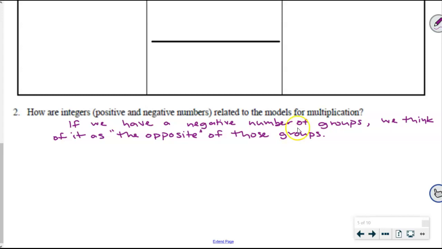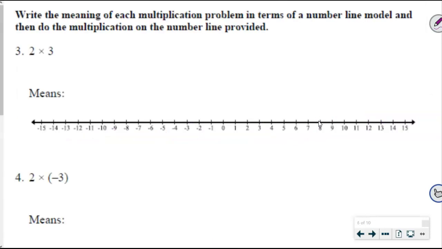Okay, and now let's put all of this to practice. We've got some number lines, we've got some problems. One of the most important things is taking the time to write down what this actually means. So write the meaning of each multiplication problem in terms of a number line model, and then do the multiplication on the number line provided.